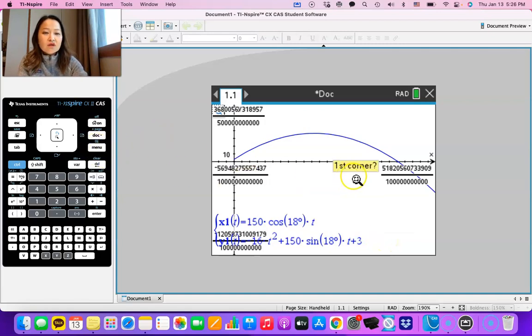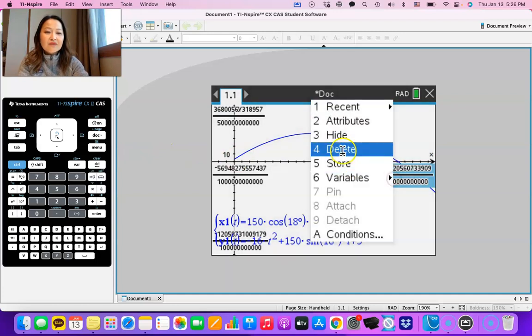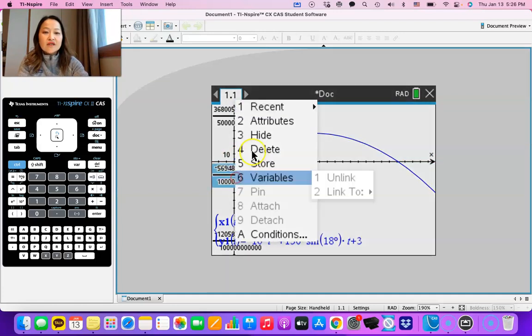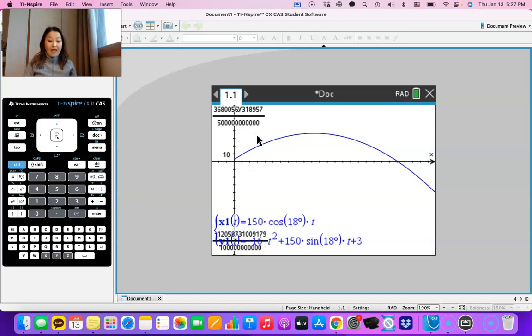What I'm going to do also is, because this information is distracting to us, I'm going to hide it. Okay, now it looks all nice and clean. So let's answer the question. Will this ball clear a 20 feet wall? Will it? Well, let's trace it.